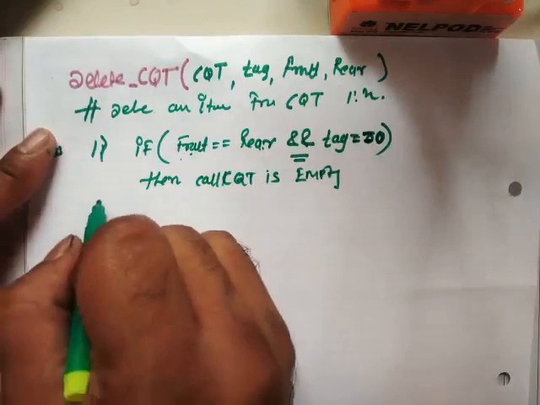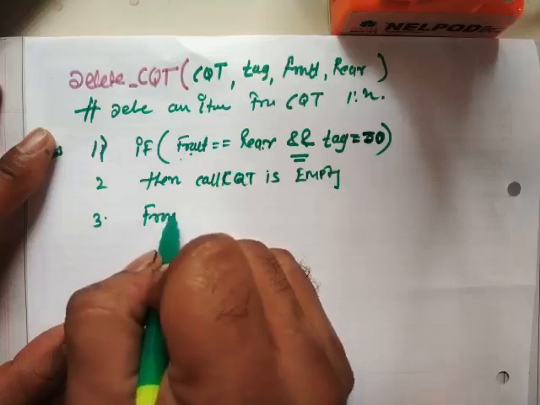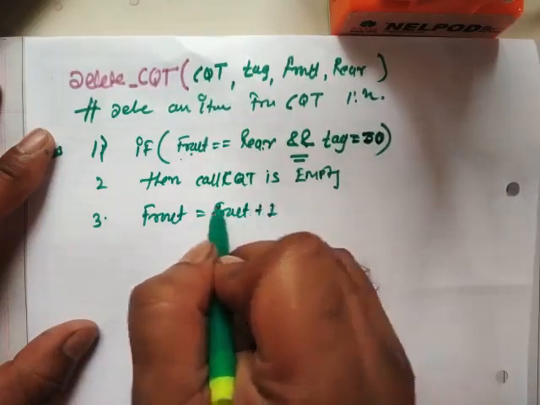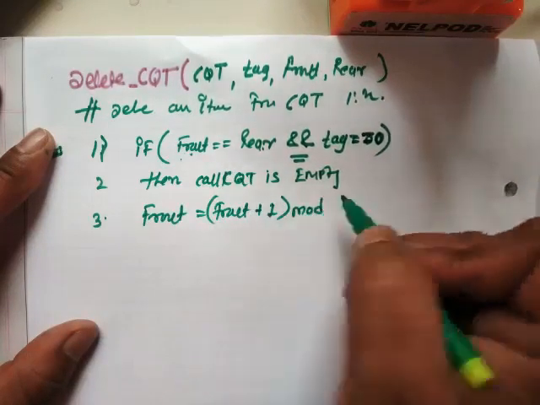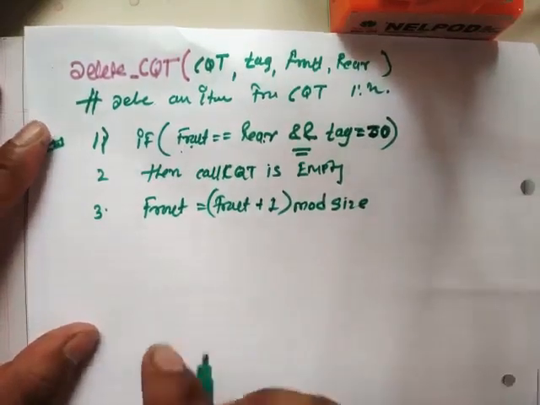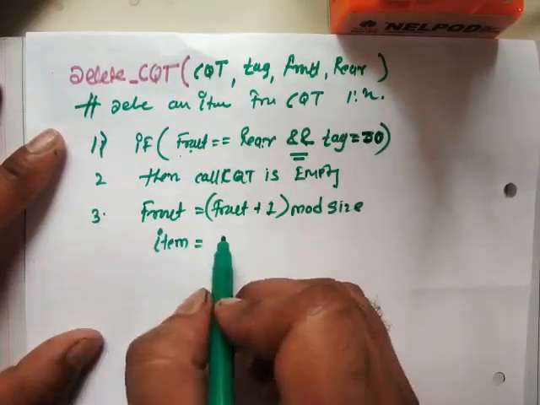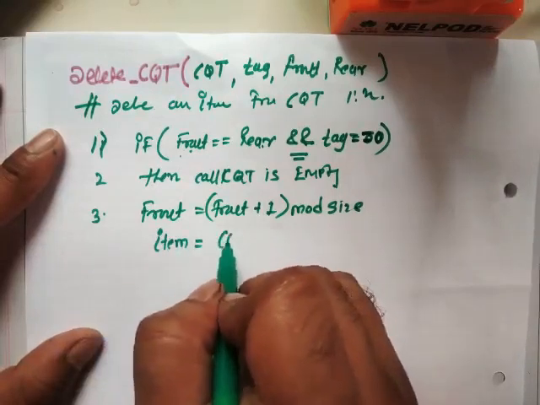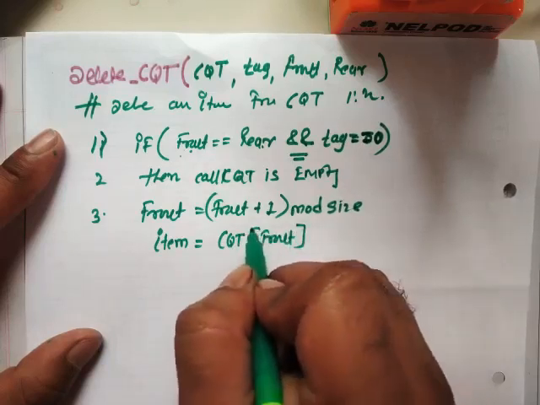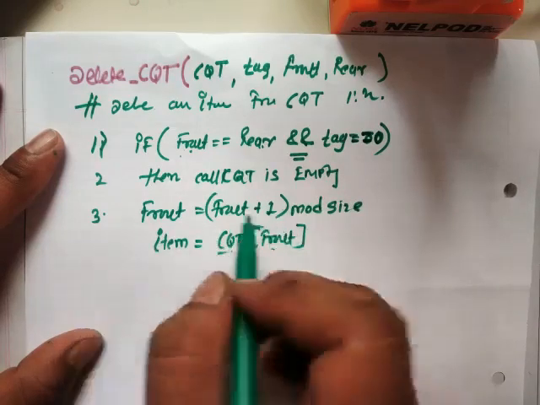Else, if this condition is not satisfied, then simply find the front position to delete the element. So front is equal to front plus 1 mod size of array. Okay. Then we are going to use one variable, that is atom. In that we are going to collect whatever element we are deleting. So atom is CQT of front. So in the array at position front, whatever element we have, we are going to delete that.